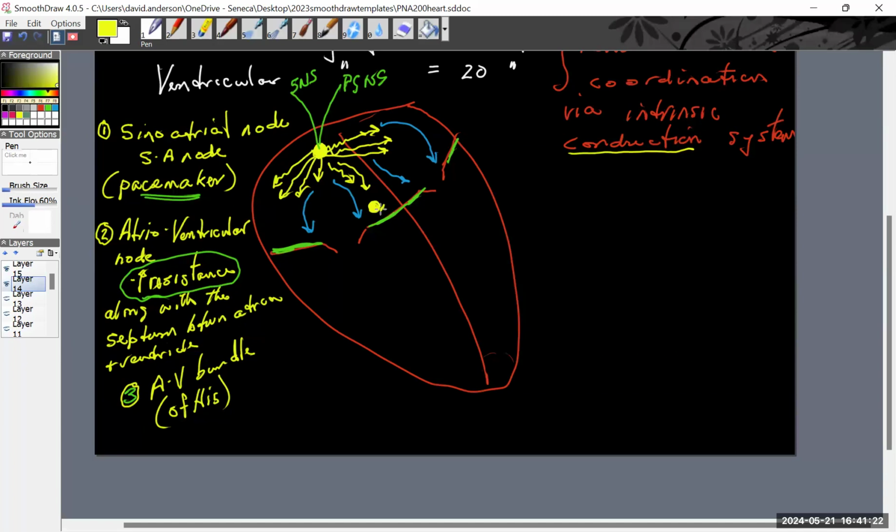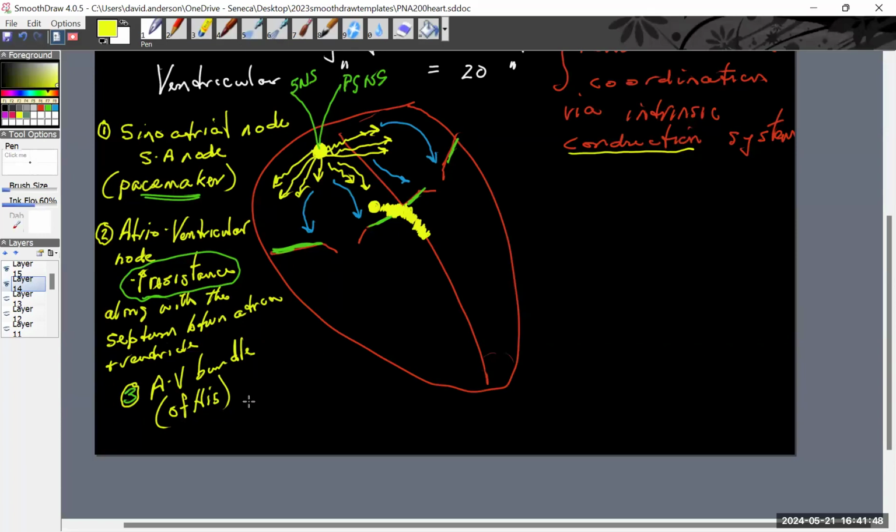Okay, so that's a bundle of conducting, not contracting tissue that leaves the AV bundle and travels down this septum between the two ventricles. It's the AV bundle. Okay, so again, creating a delay. And look at the direction we're going. We're going towards the bottom of the heart.